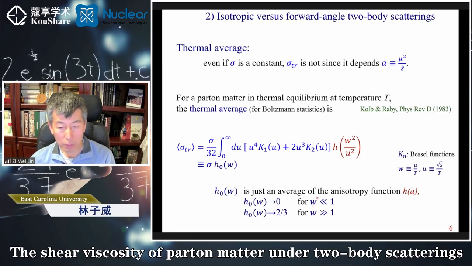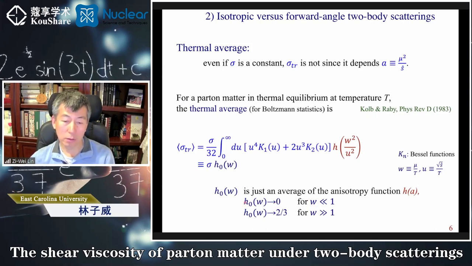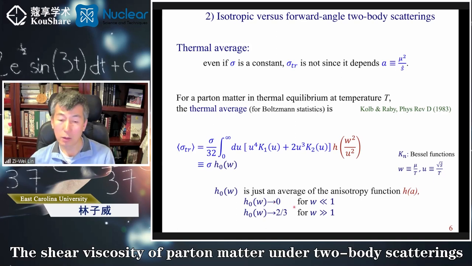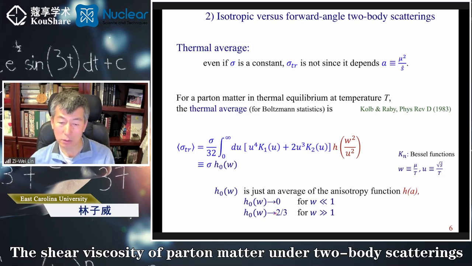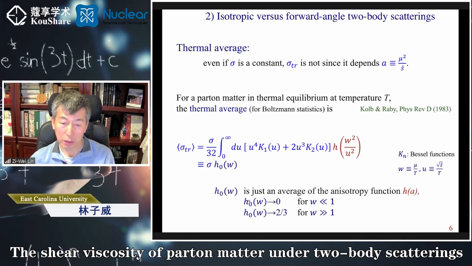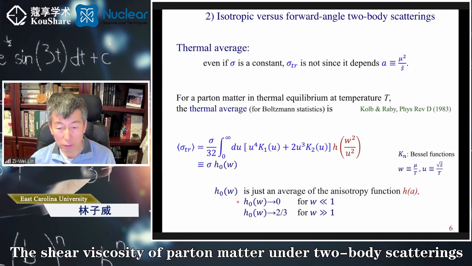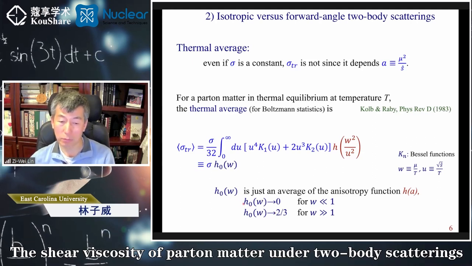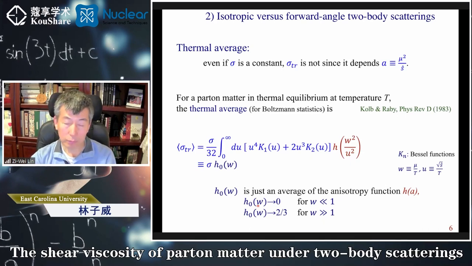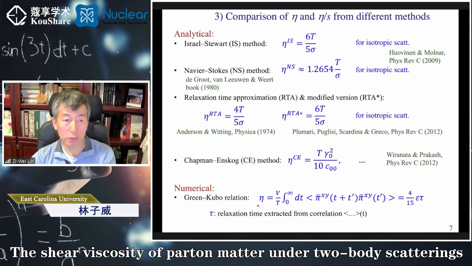When W is very small, H0 is approaching zero. And when W is very large, then it approaches 2/3. So H0(W) is another kind of anisotropy function. So that's the thermal average of the transport cross section.